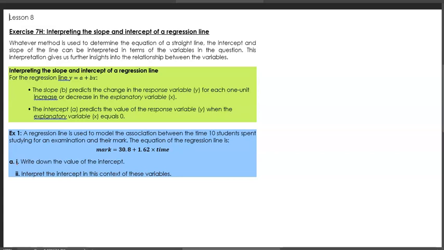Lesson 8, Exercise 7H, Interpreting the slope and intercept of a regression line. This will be the last lesson that is dedicated to exercise, or chapter 7 rather.